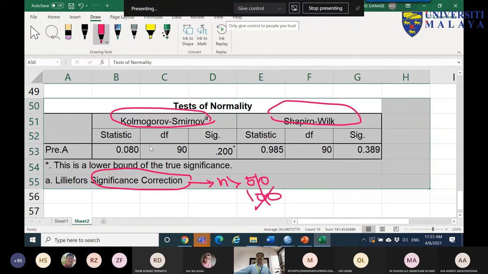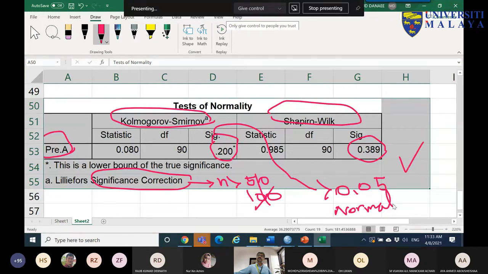According to these results, is pre-A normal or not? If you remember, as long as the p-value is more than 0.05, I can say my data is normal, because it is not significant, as it is not less than 0.05. Both tests, Shapiro-Wilk and Kolmogorov-Smirnov, are not statistically significant, so it can be concluded that the data are normally distributed. Accept? Yes. Thank you.